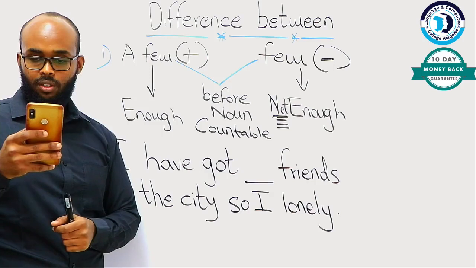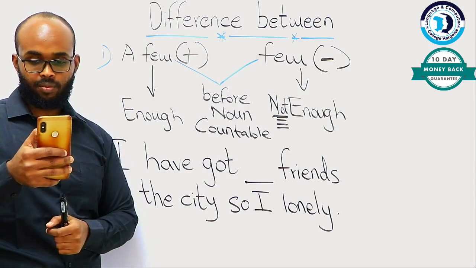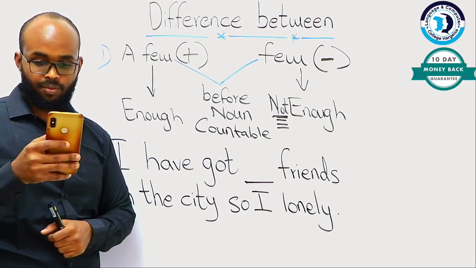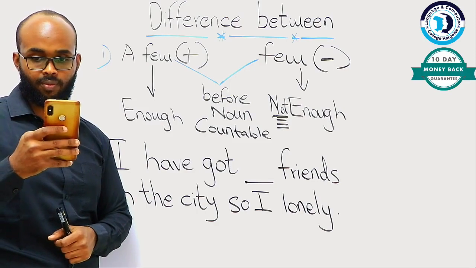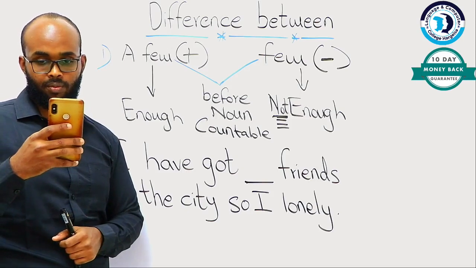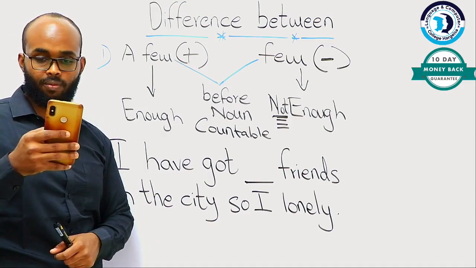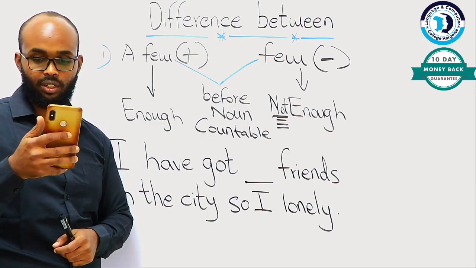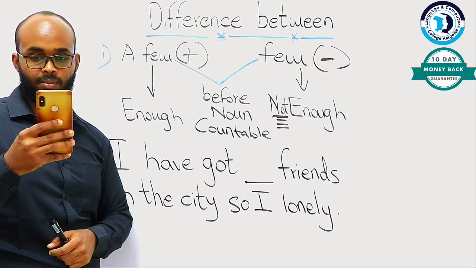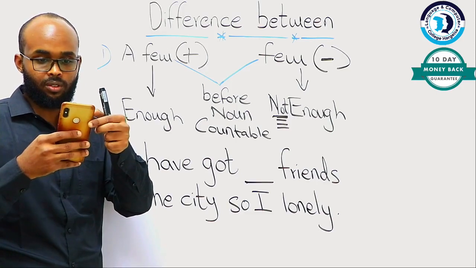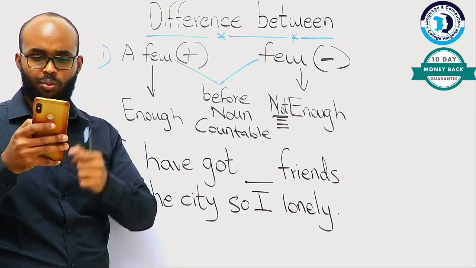So I have some network problem. Inshallah, let me check. Okay, so Arturo is over 10, very nice. I think there's a network problem, I'm very sorry.